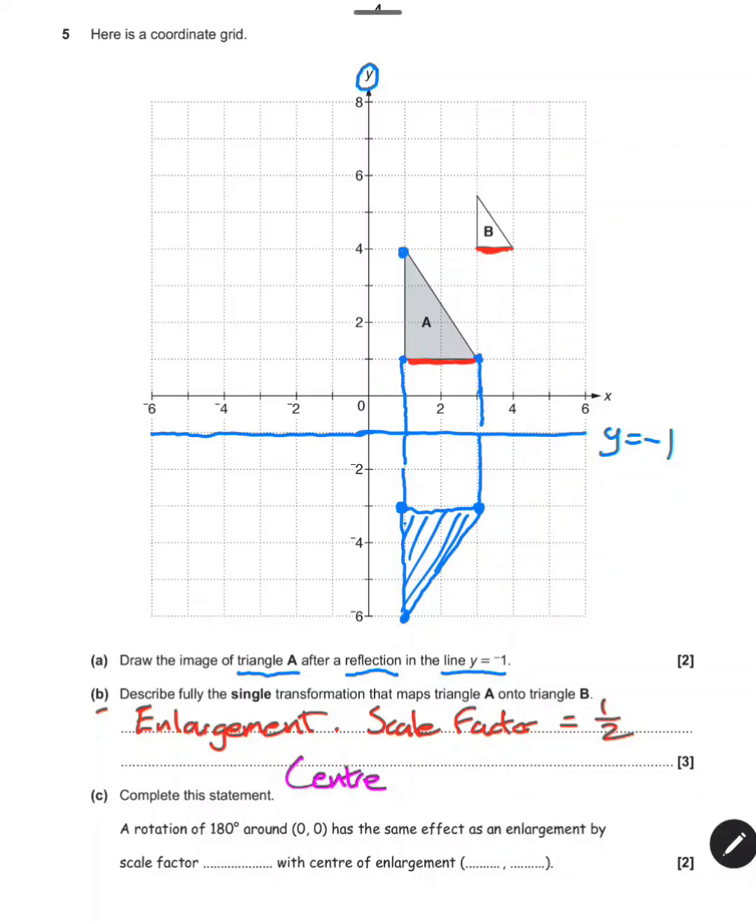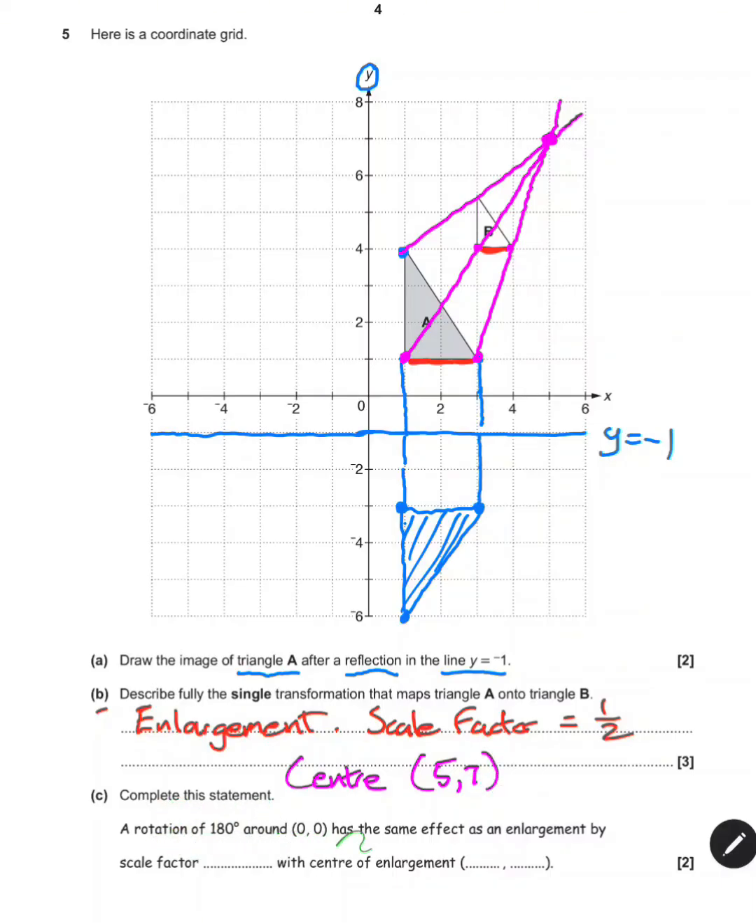And the final bit of this question is to find the centre of enlargement. Well, if we connect matching points together and then keep going, just like that, connect these two and keep going, and same with these two, you will see there is a point where these lines all match, all cross over each other, and that coordinate there, across to 5 up to 7, is the point (5, 7).